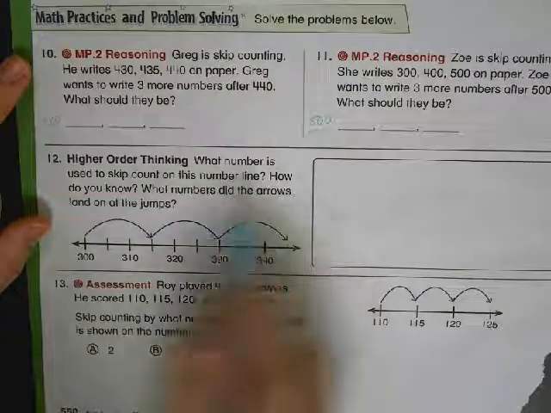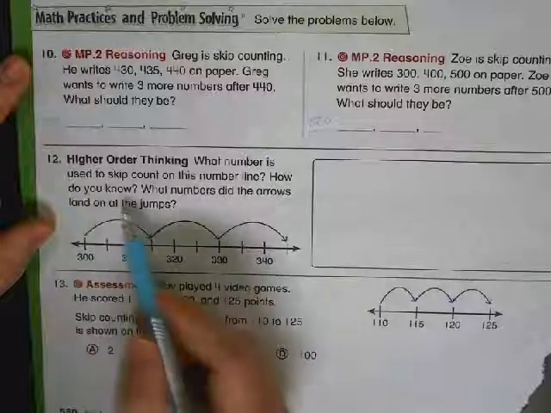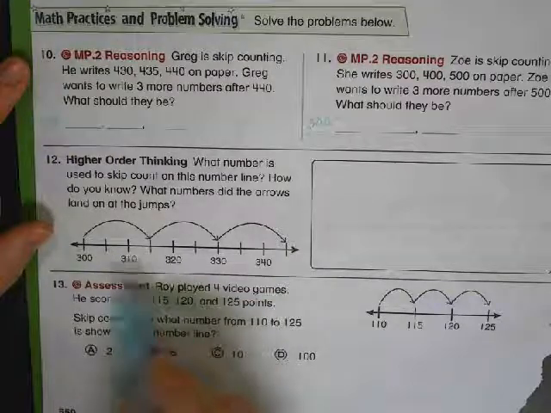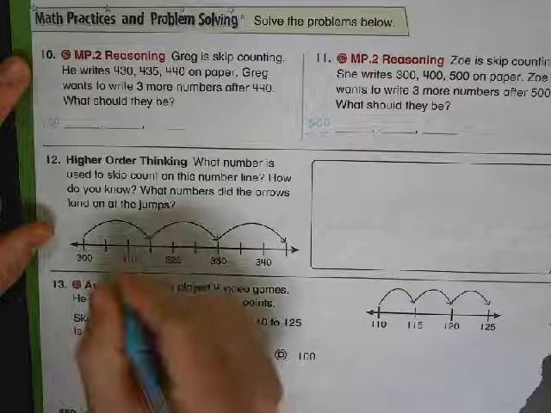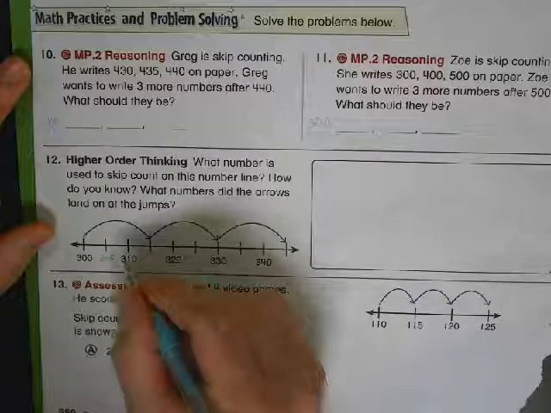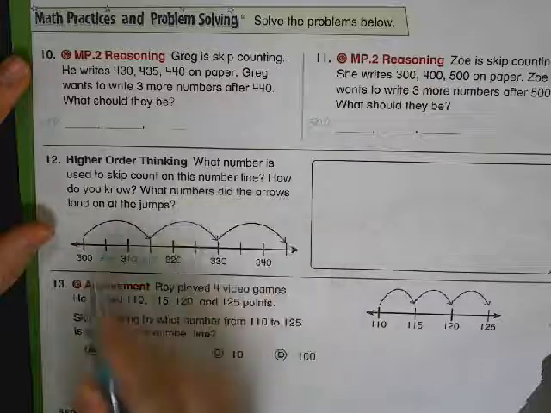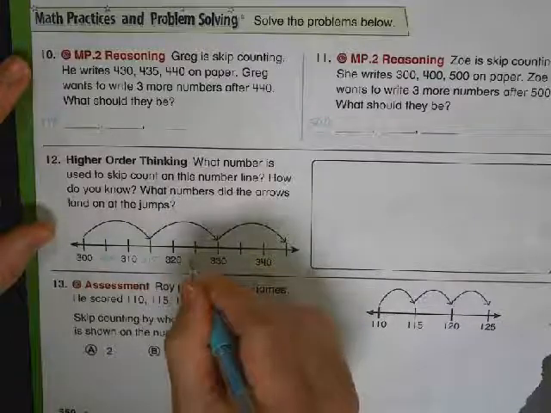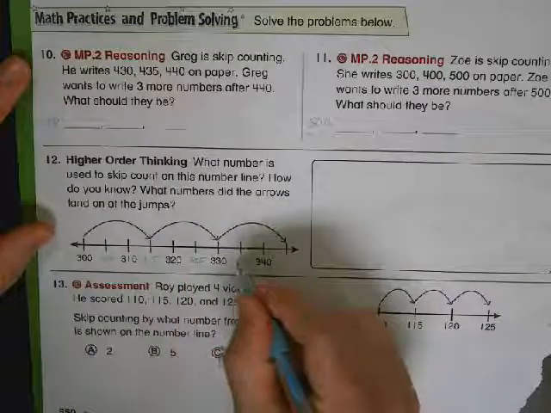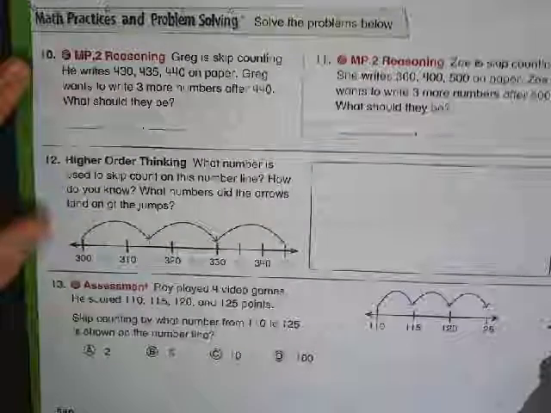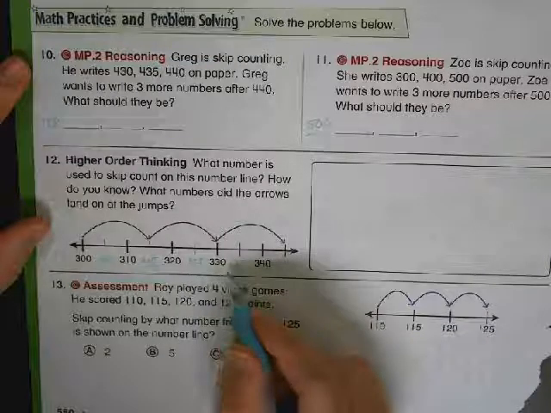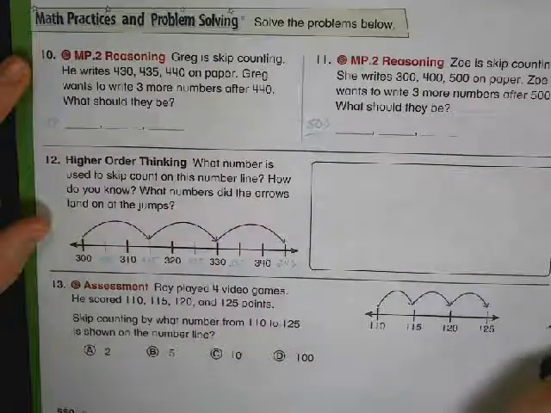Down here, however, we're thinking: what number is used to skip count on this number line? How do you know what numbers the arrows land on? Well, this is where it gets a little tricky. You've got to figure out what's between these. You've got to split the difference between 300 and 310. Well, 305, 310, and 320, 315. So you've got to figure out how much it's increasing from 300 to 315, from 315 to 330, and 330 to 345. That's when you've got to figure out the number pattern. Whoops, 335. You probably can't quite see that. I'll zoom in a little bit there.